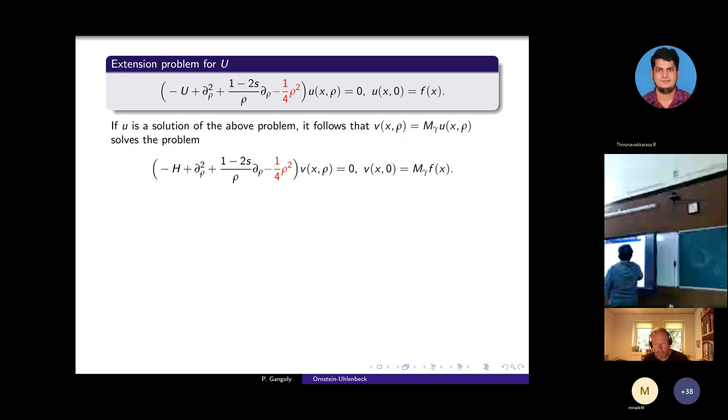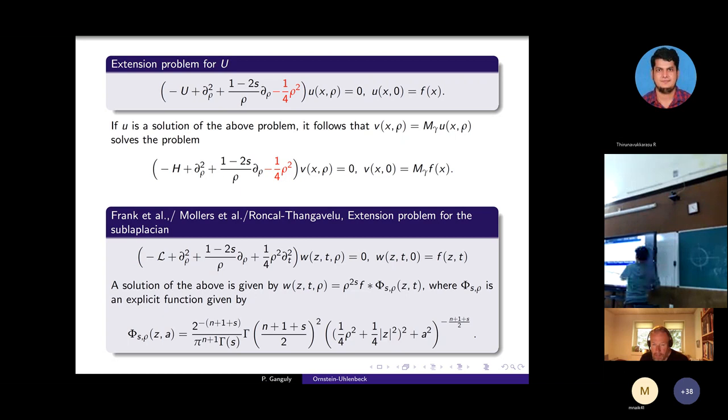A solution of this, which we will show, is directly deduced from the solution of the extension problem for the sub-Laplacian on the Heisenberg group. So this is the modified extension problem for the sub-Laplacian on the Heisenberg group that is supposed to give you the conformal fractional power. That was studied by various people: Frank, Monle, Ørsted, and then Roncal, Thangavelu. So this is the extension problem, and the solution of this extension problem is given by this. You take the Heisenberg convolution of f with capital phi_{s,rho}. So phi_{s,rho} is given by this thing. Of course, this has some very nice geometric meaning, but I'm not going into that.